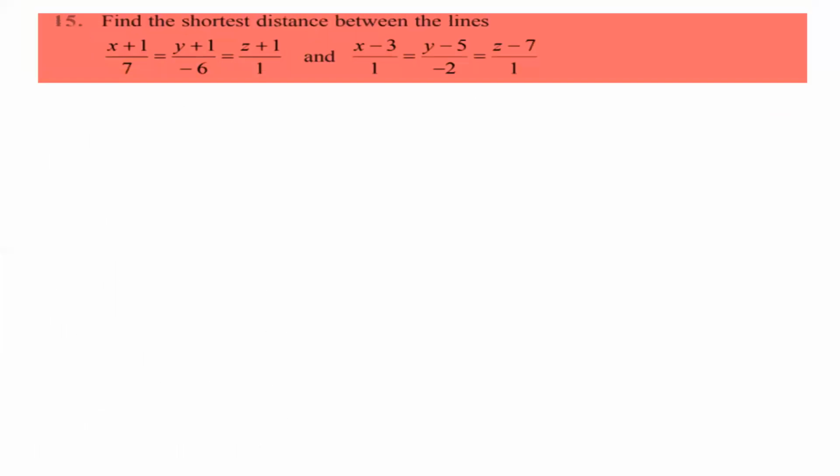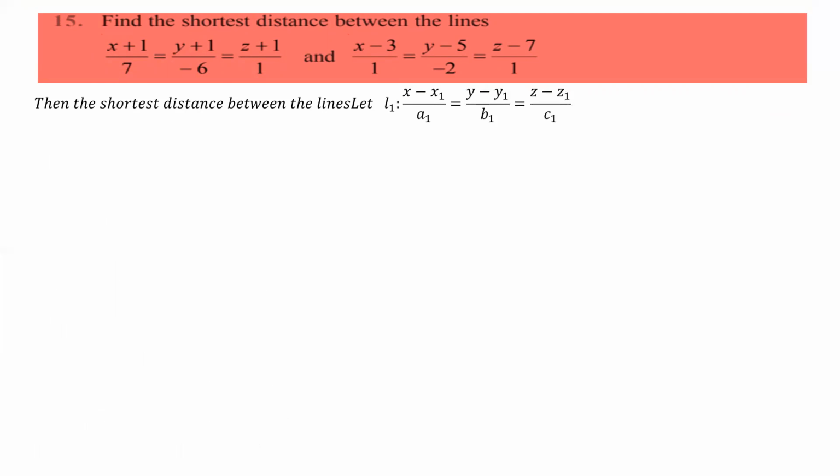Moving to the next question, question number 15. You need to find the shortest distance where the Cartesian form of the line is given. Now you know the formula. So first, your work is to write down the formula. Take the lines L1 and L2 and write down the shortest distance formula between these two lines L1 and L2.